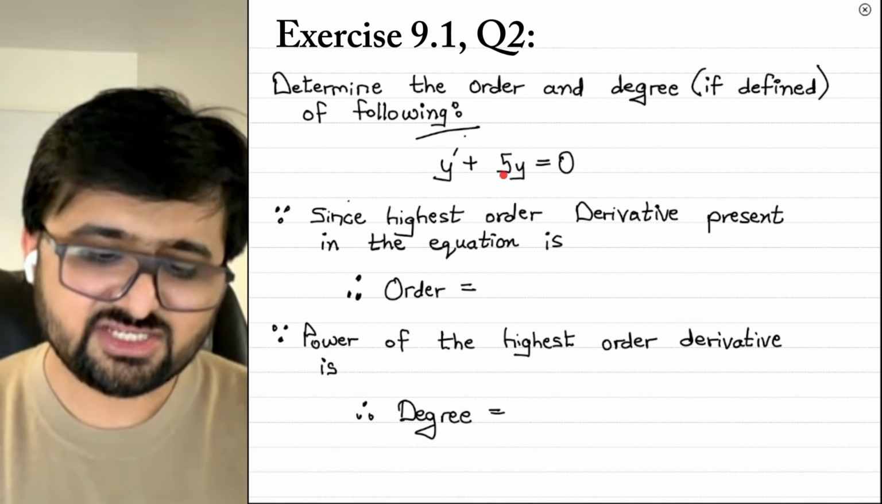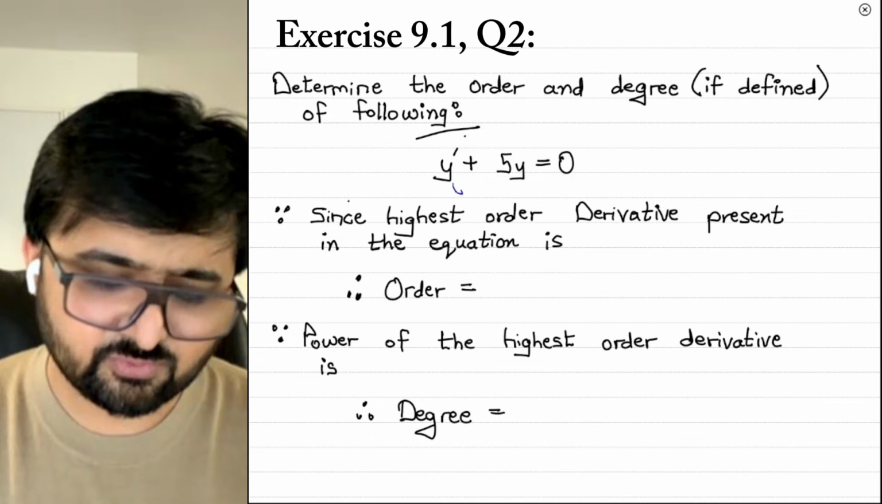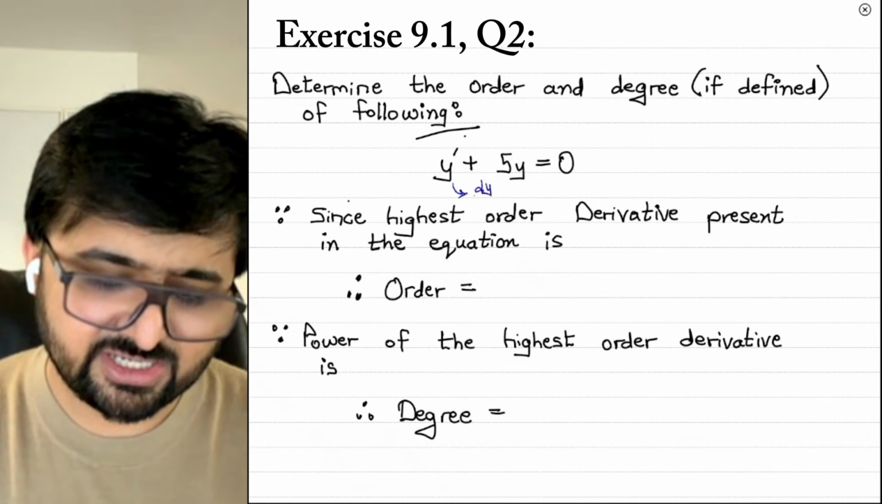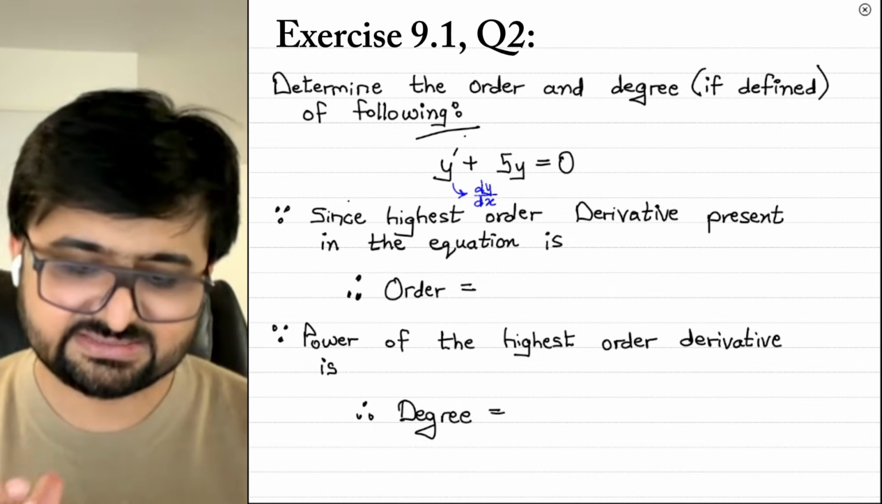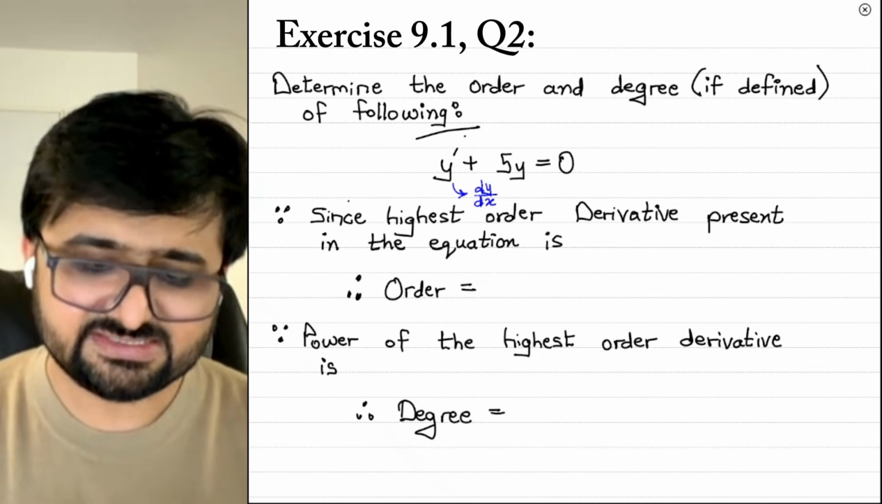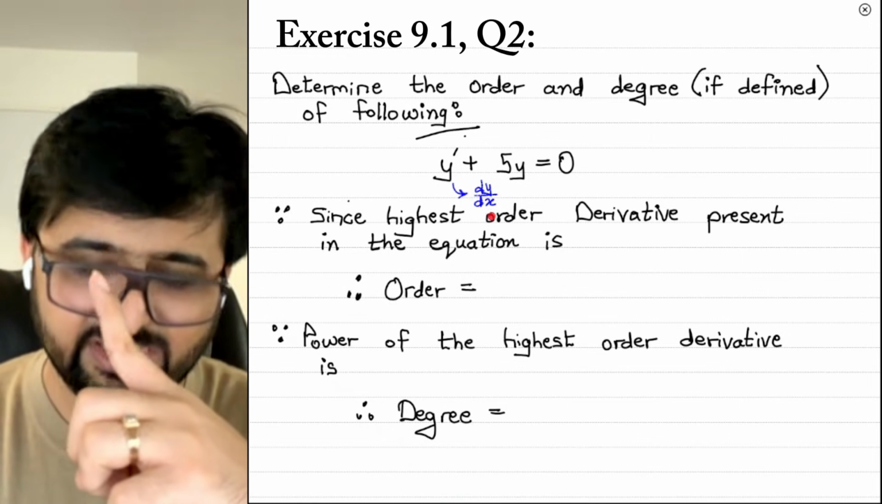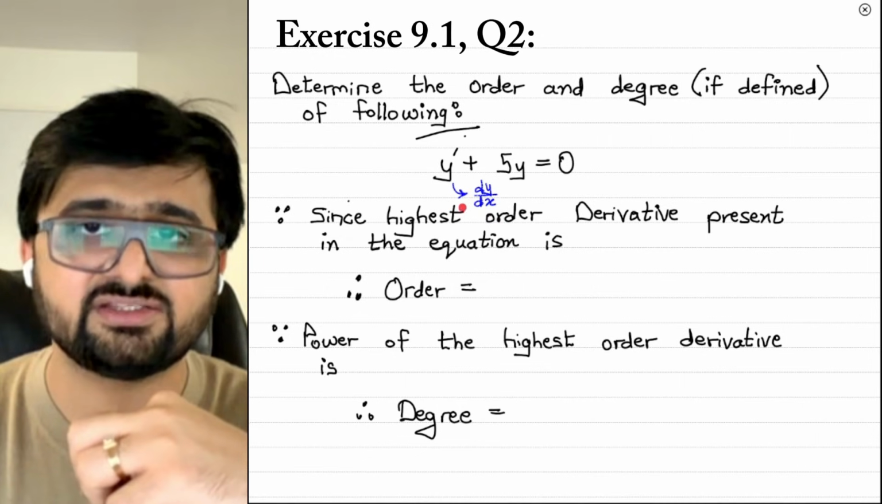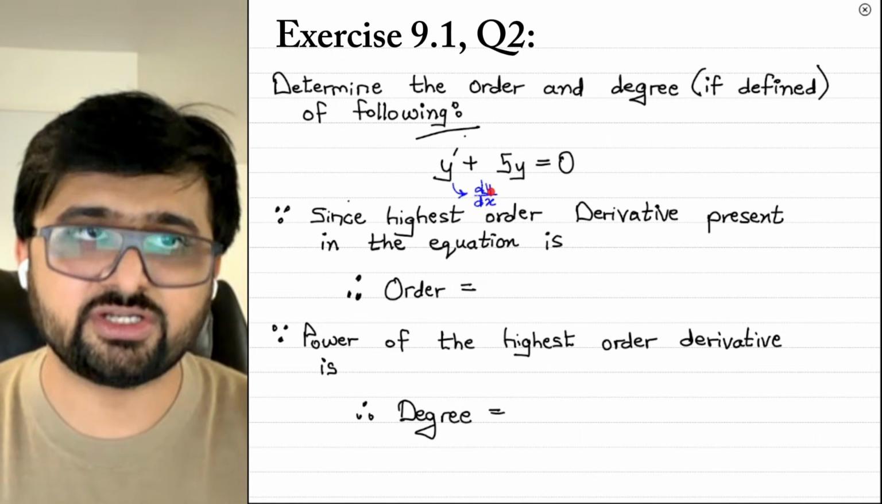It says y dash plus 5y is equal to 0. We know that this y dash is nothing but dy by dx, which is the first order derivative of y with respect to x. Let's try to find the order of this differential equation first. Now, since this dy by dx is the first order derivative of y with respect to x, and this doesn't contain any other derivatives, this just contains one derivative term, which is the first order derivative.